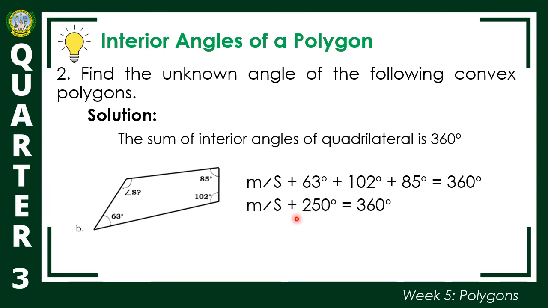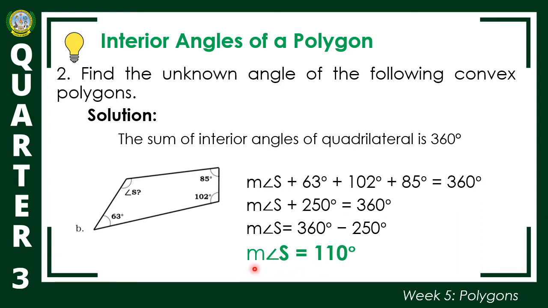Okay? Next po is to isolate again yung measure of angle S by removing 250 degrees from our left side of the equation. So, applying the APE, we will subtract 250 degrees both sides. Okay? So, subtracting 250 degrees, mawawala na po siya sa left side. Na-cancel na po siya, kaya hindi na siya isinulat. And then, 360 degrees minus 250 degrees, it will give us 110 degrees, which means the measure of angle S is equal to 110 degrees.